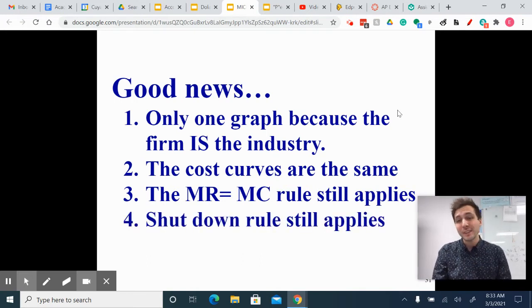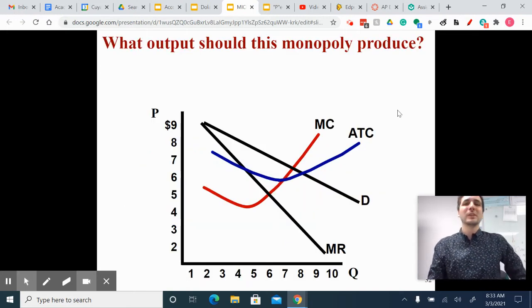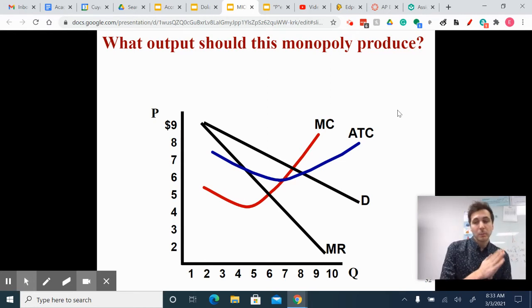And then four, the shutdown rule still applies. When price falls below AVC, you'll shut down. But if you're a monopoly and your price is falling below AVC, you've got serious problems. You probably are a monopoly over something nobody wants. All right, here we go. So what output should this monopoly produce? Okay, so notice we have our demand and our marginal revenue curve that we talked about in class and that you've seen in the last video lecture.